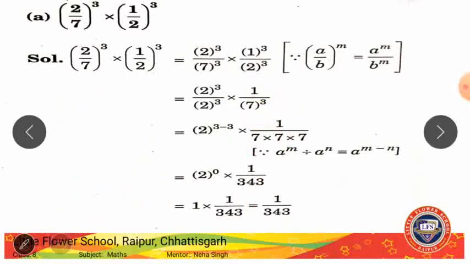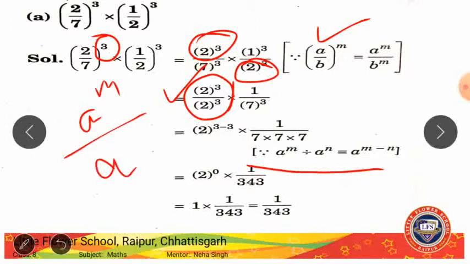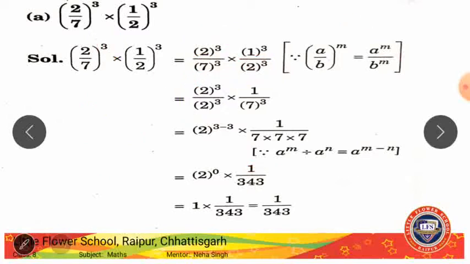Okay, is it clear? Steps are, first we'll separate this power to both numerator and denominator using the property (a/b)^m equals a^m upon b^m, right? And then we will separate the base same terms together like this. Then we'll use the property a^m divided by a^n, right? Since these two are in division, so we'll use this property. We'll subtract the power. 3 minus 3 will be 0, right?